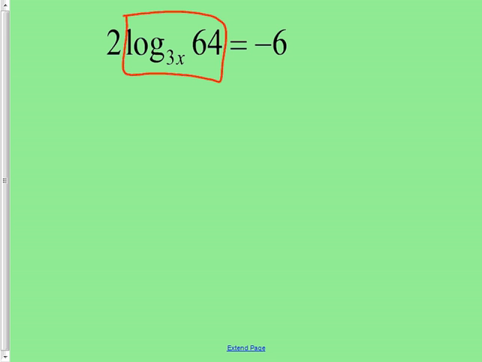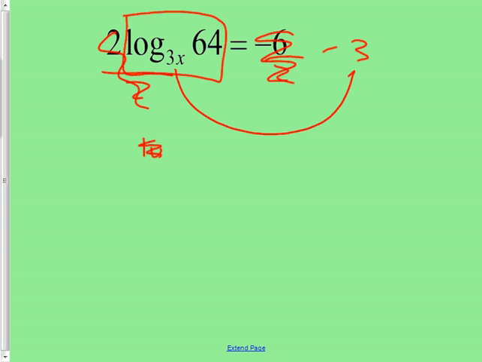All right, I'm going to pause for a second while you try this one, and I'll have you compare with the person I pair you with. Okay, your first step on this one, divide by 2. Once you've divided by 2, this is gone. That is negative 3. Rewrite, that to the that equals that. (3x) to the negative third equals 64.